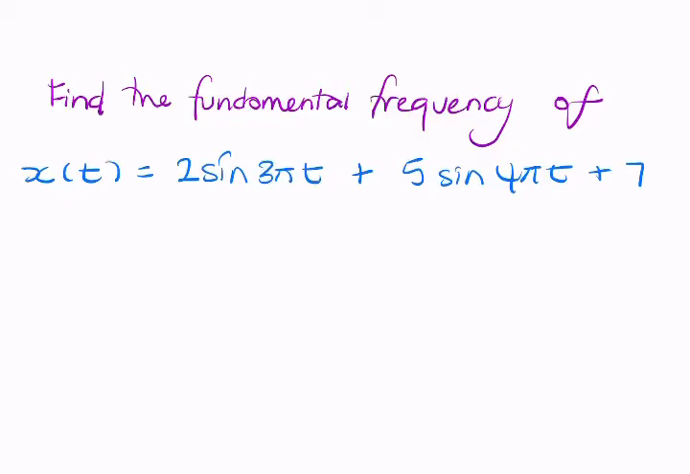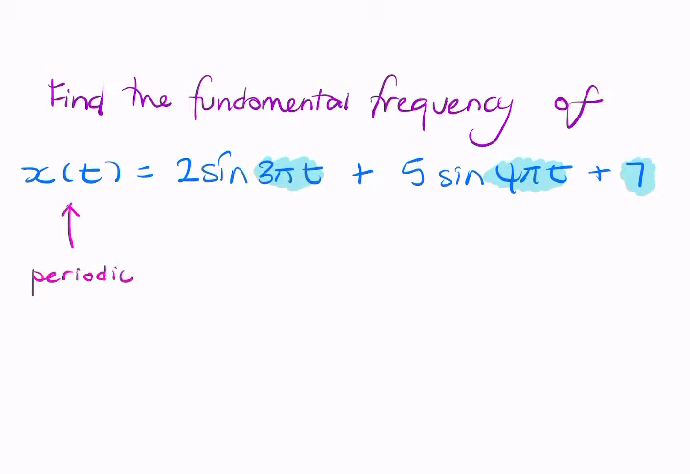In this question, we're asked to find the fundamental frequency of some signal x of t, which is the sum of two sine waves. So we've got sine 3 pi t and sine 4 pi t plus 7. And we're asked to find the fundamental frequency. So that really assumes that x of t is periodic.